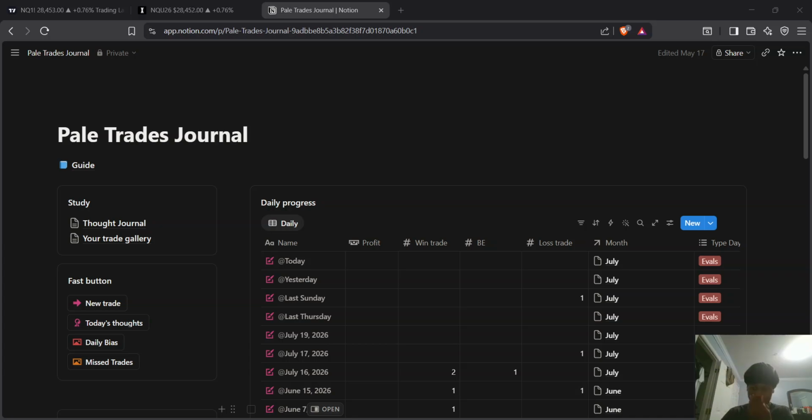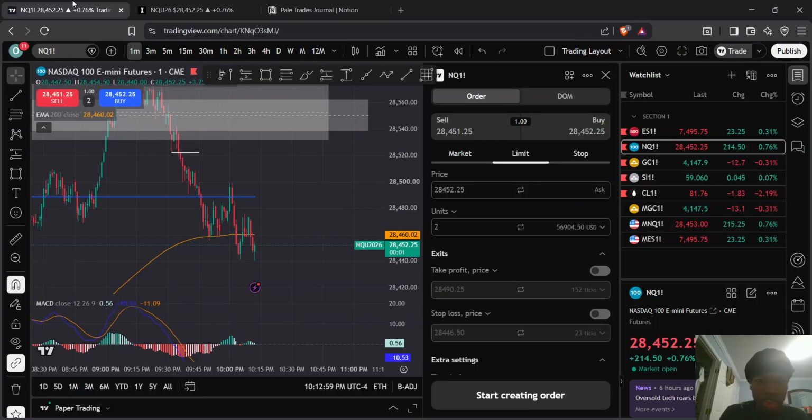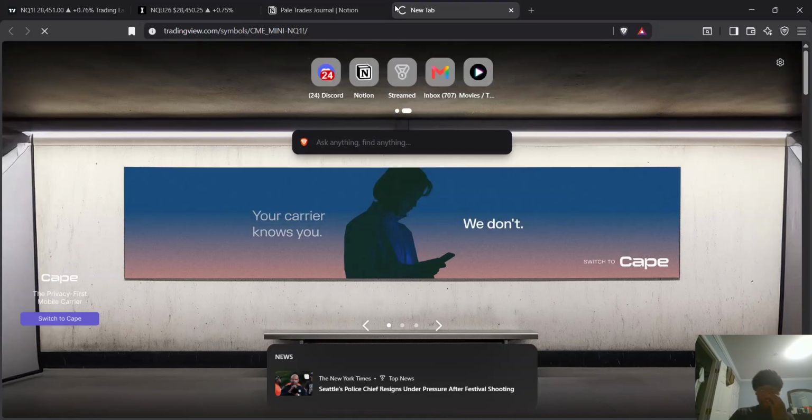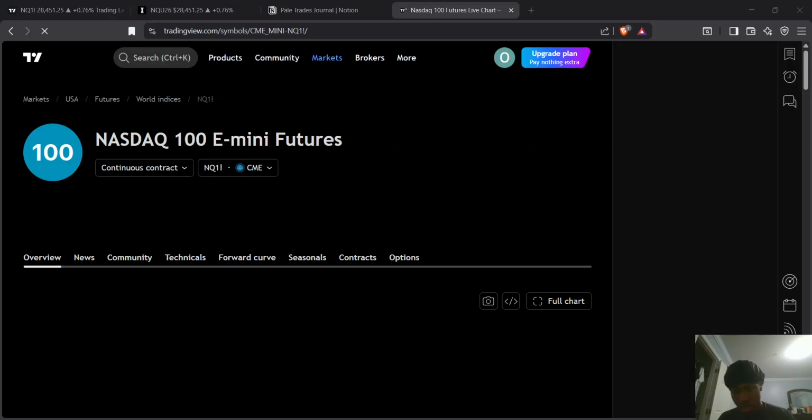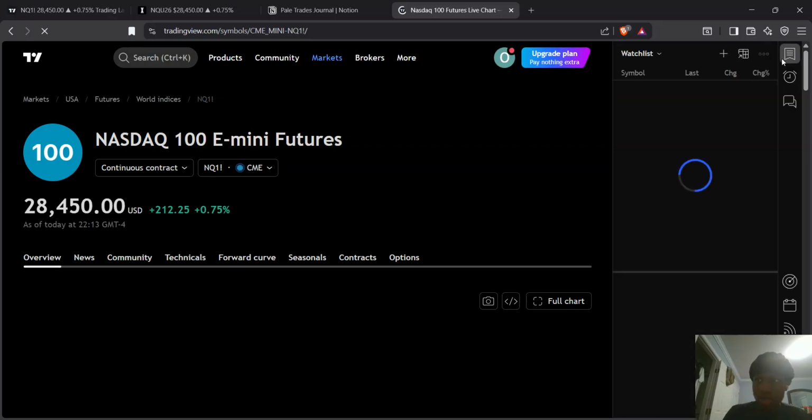Some EPO trade. Basically, I'm going to be explaining my strategy. How do I do this? Let's do this. Let me start with this.